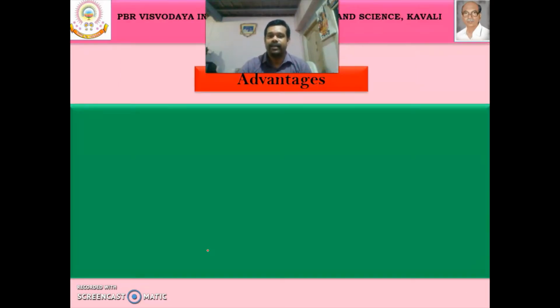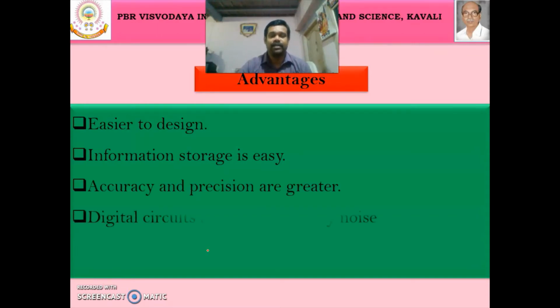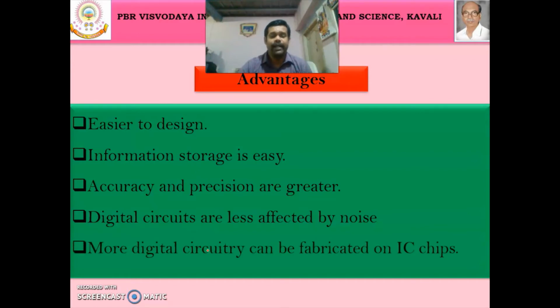Now we are going to see the advantages of digital electronics. First advantage of digital electronics is it is easier to design. The second advantage is information storage is easy. We can store the information very easily. The third one is the accuracy and precision are greater in digital electronic circuits. Then digital electronic circuits are less affected by noise. Finally, more digital circuits can be fabricated on IC chips.